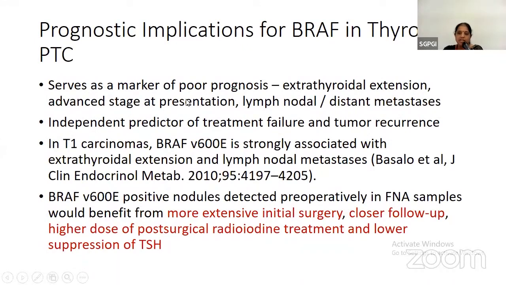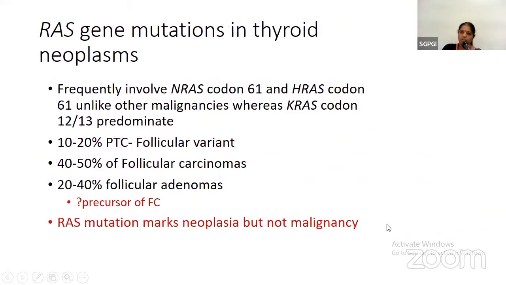Prognostic implications, again, discussed yesterday in the panel discussion: it is a marker of poor prognosis, extrathyroidal extension, advanced stage, lymph nodal metastasis. Even in T1 carcinomas, BRAF is strongly associated with lymph node mets and extrathyroidal extension. So if you detect BRAF preoperatively in the FNA samples, the surgeon can plan a more extensive surgery, a closer follow-up, and probably can also predict radioiodine resistance, and so on and so forth.